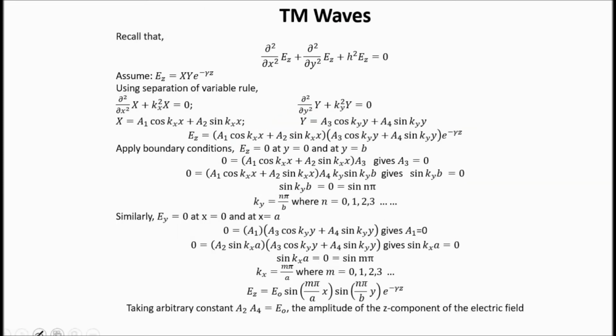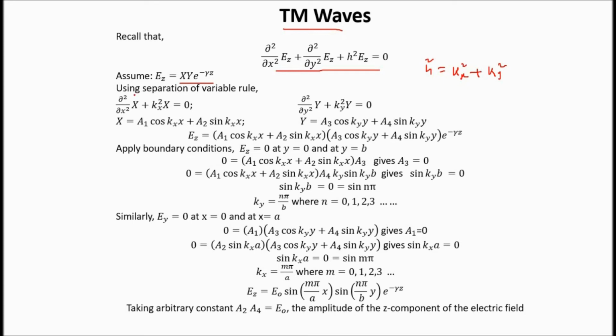Now we solve the wave equation in terms of Ez. Let's assume Ez varies in x and y and propagates in the z direction, and also consider that h squared equals kx squared plus ky squared. Now Ez is a function of x and y and propagates in the z direction. So we assume that Ez equals X times Y times e to the power negative gamma z.